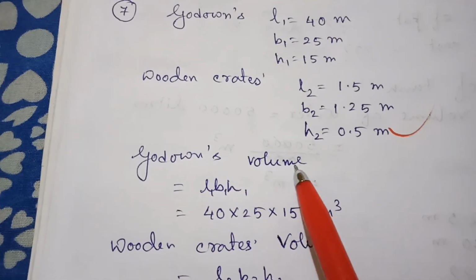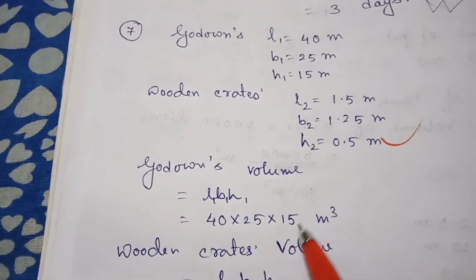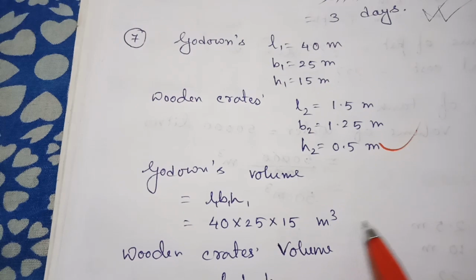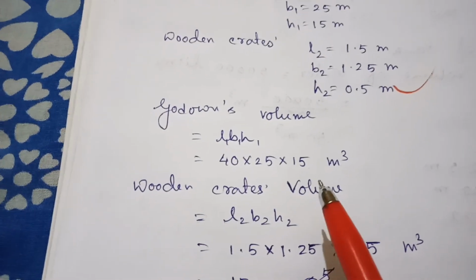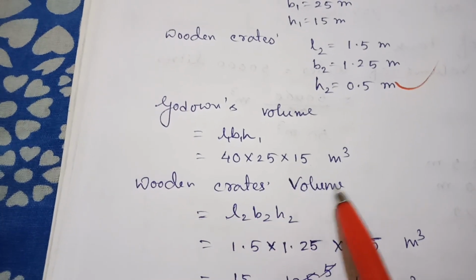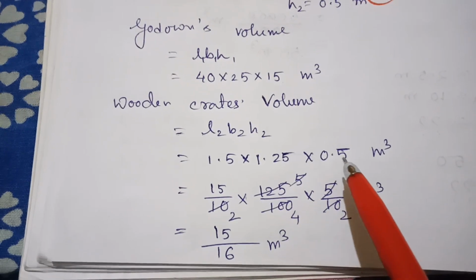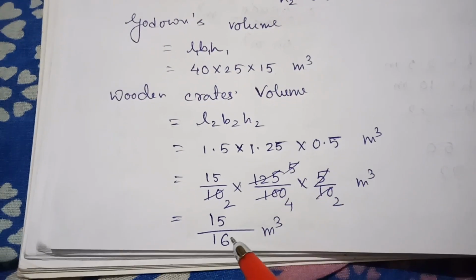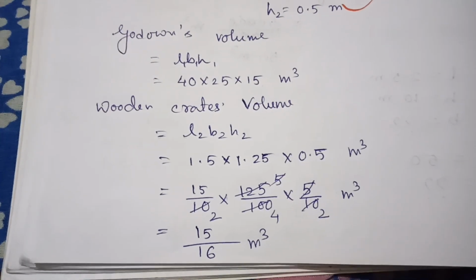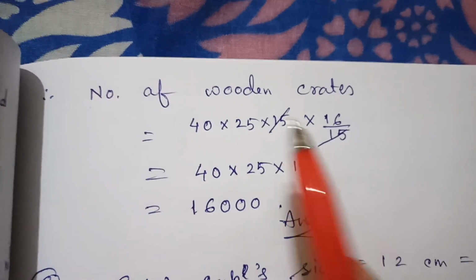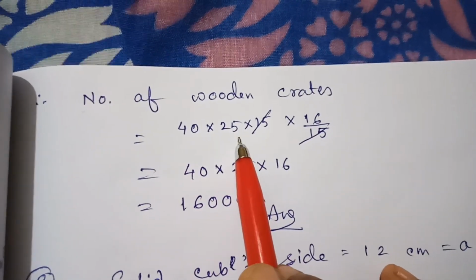Now the godown's volume will be L1, B1, H1, that is this one. I am not doing the multiplication, means calculation, over here. You will understand why I am not doing. And the wooden crate's volume L2, B2, H2, that is 1.5 into 1.25 into 0.5, ultimately simplifying, and we are getting it as 15 by 16 meter cube. Therefore, the number of wooden crates will be 40 into 25 into 15.